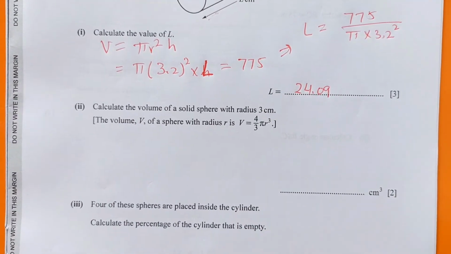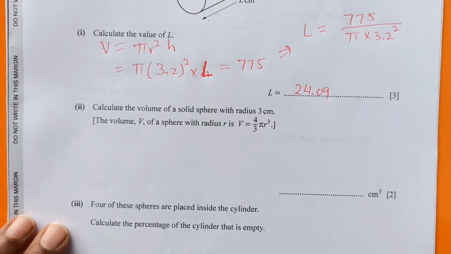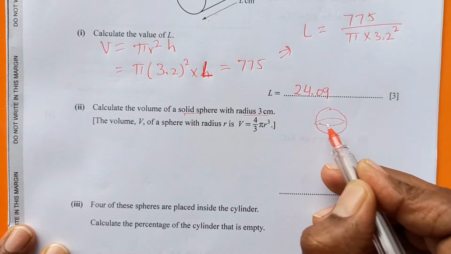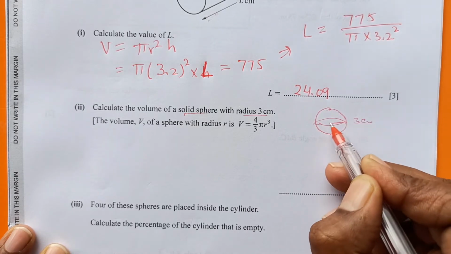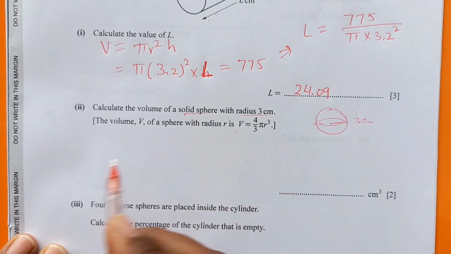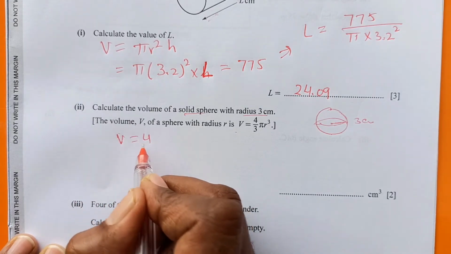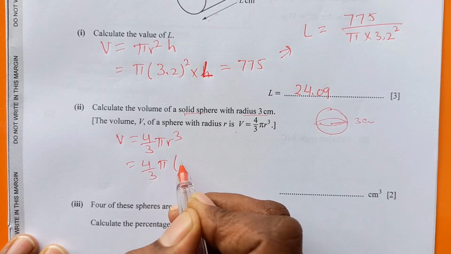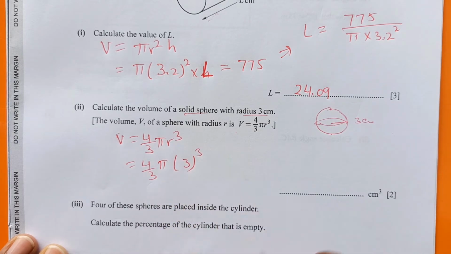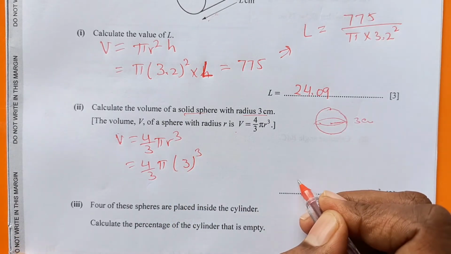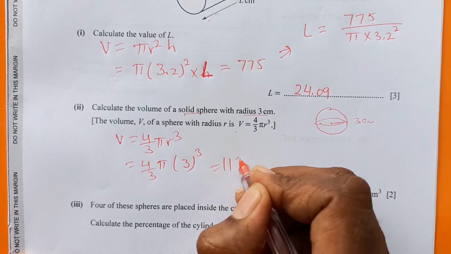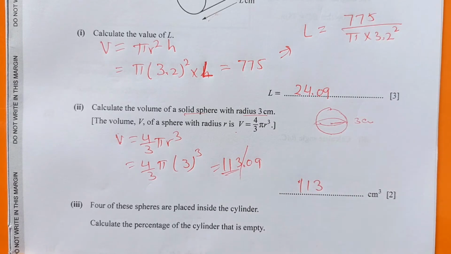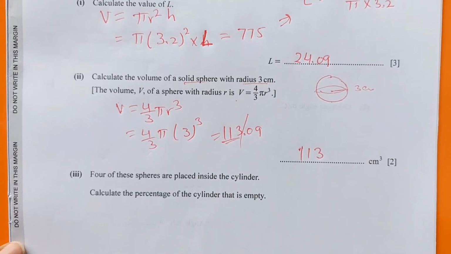So part 2, calculate the volume of the solid sphere with radius 3 centimeters. So this is sphere here, and we are given this radius as 3 centimeter. The volume of the sphere, we are given the formula, which is 4 over 3 pi r cubed, 4 over 3 pi, and r is 3 cubed. You can just use calculator directly, so it's coming 113.09. So to round it off, we can write down 113 centimeters squared.